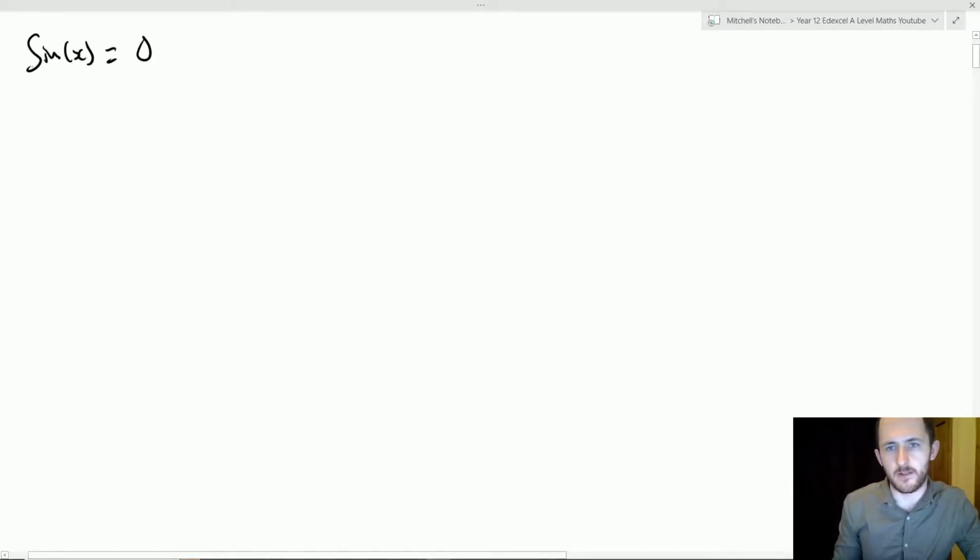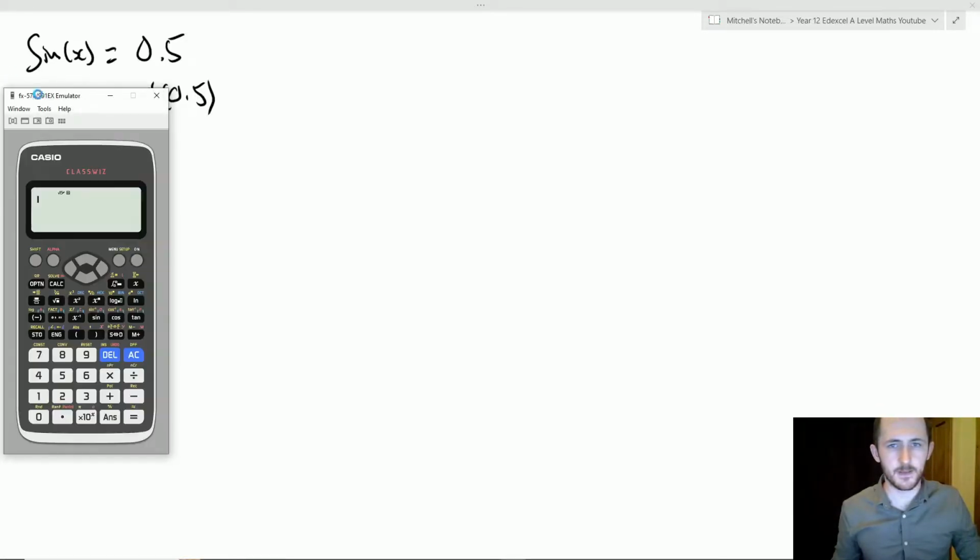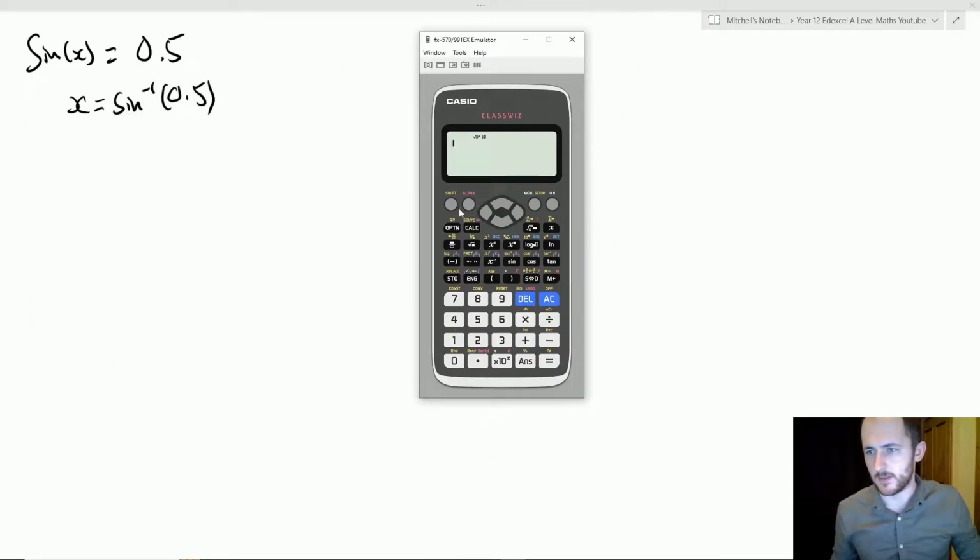equals 0.5. Now, most of you would probably tell me that all you'd have to do is x is equal to inverse sine of 0.5, and then you'd get your answer, right? So you just go straight to your calculator. Let me just bring up my calculator quickly. And again, you just do inverse sine 0.5, and you'll be done. 30 degrees.